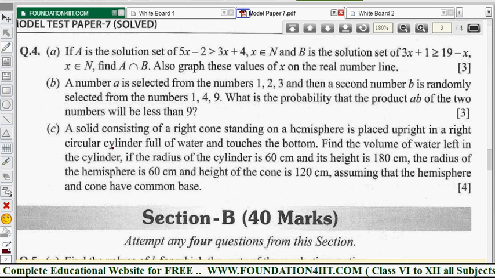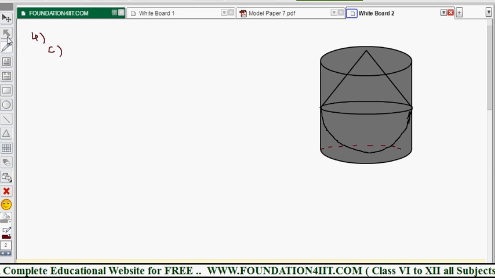Okay, the statement, if you observe: a right cone standing on a hemisphere is placed upright in a right circular cylinder full of water. So let me show the diagram here. This is the diagram, if you observe. This cylindrical shape is full of water, and the hemisphere and cone are placed upright in this. Now according to the problem we need to find the volume of the water left in the cylinder. That means the volume of the total cylinder minus, we should subtract both the volume of the cone and the volume of the hemisphere. Then you will get the solution.